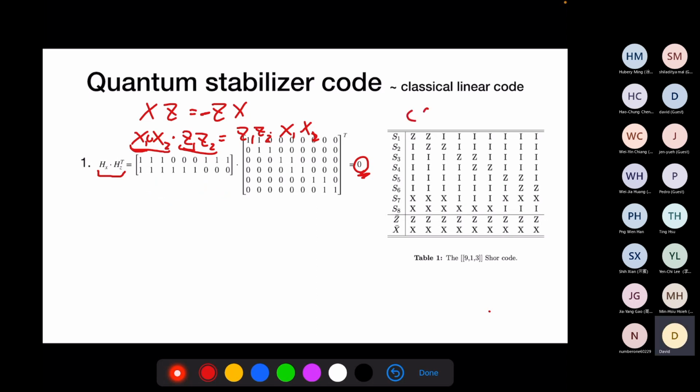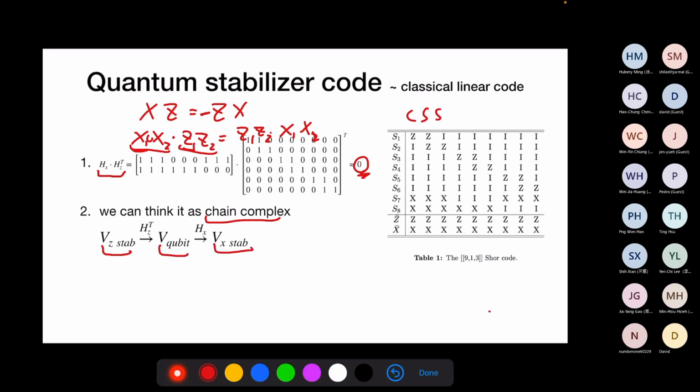And the reason that people like CSS codes is because you can think of it in another language, which is the chain complex. A chain complex is some object in math which contains 3 vector spaces and 2 linear maps. Moreover, when you compose the linear maps, it has to be 0. That's the requirement for a chain complex. And it turns out that when you go through the 2 arrows, the condition that it has to be 0 is exactly the same as the condition of the stabilizer code.